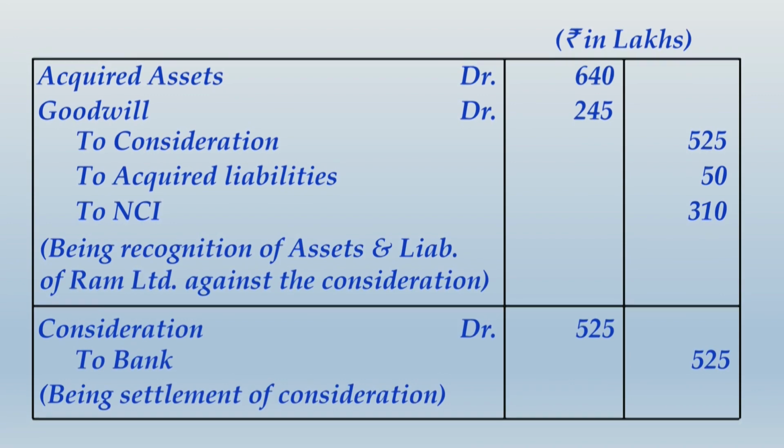So friends, please note down these entries as well, and then we move to the next part of the question, where we use the proportionate net asset method for determining the value of NCI. But first write up these entries.